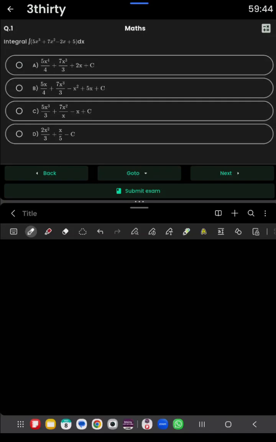Hi, let's solve these JAMB problems. These are very common questions you will come across when you do JAMB past questions. So the first one is on integration. I've not seen any of these questions before. I'm just seeing them for the first time. They're random questions from the JAMB app that I use.